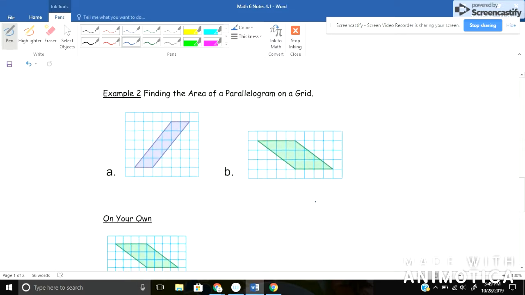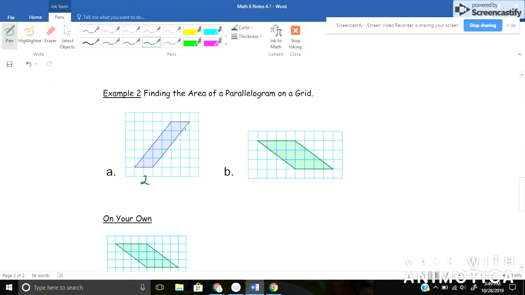The next example is where it comes from a grid, and it doesn't tell you how long they are. Instead, you need to be able to count those and see. I usually like to start with the base. Looks like I have 1, 2 for my base. And how tall is this? Well, I need to go from one base to the other.